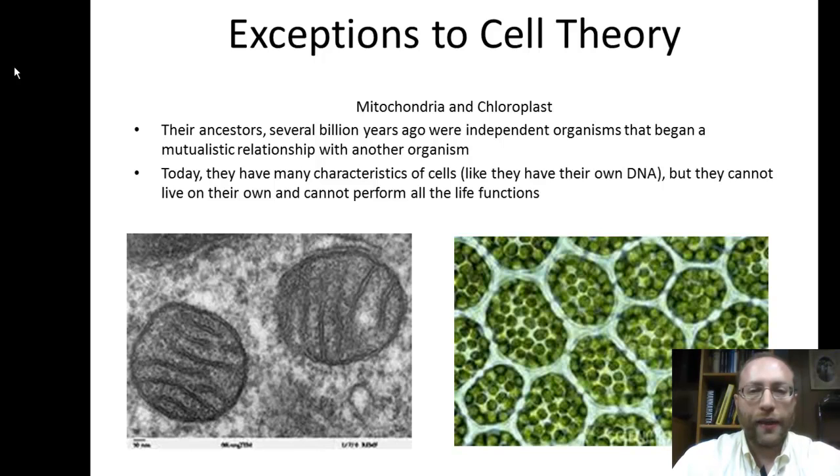So they have some things that cells do, like they have their own DNA. All of the mitochondria have come from previous mitochondria. All chloroplasts came from previous chloroplasts. So they perform some of the life functions, but not all of them.